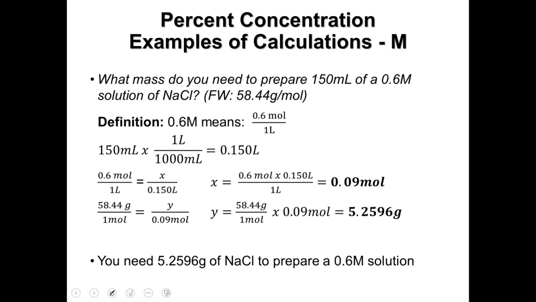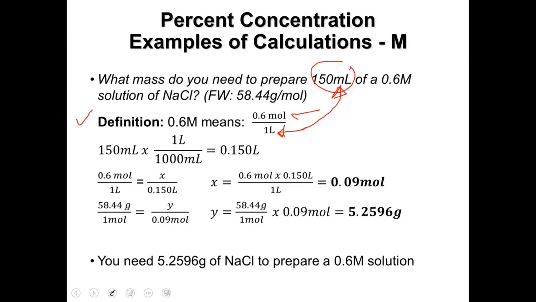So how do you solve this? Well, again, you start from the definition. What does 0.6 molar mean? 0.6 molar means that if you have to prepare 1 liter of solution, you will need 0.6 moles of sodium chloride. Now, what do you need in this case? You don't have to prepare a liter, but you have to prepare 150 milliliters. So the first step in order to do this calculation is to convert these units into the same units.